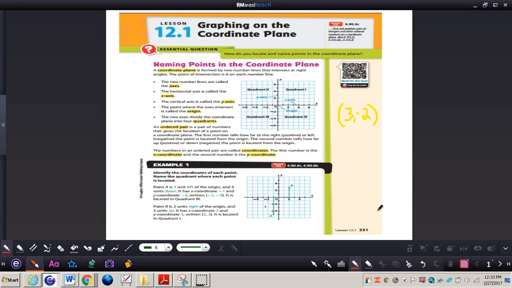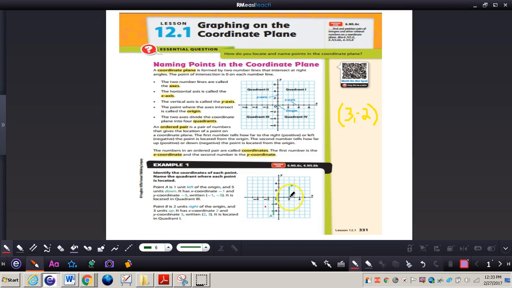So let's take a look at point B now. So we can see point B, first of all, started out with 2 units to the right on the x-axis. Remember, your first step is always moving either left or right on the x-axis with your ordered pair.